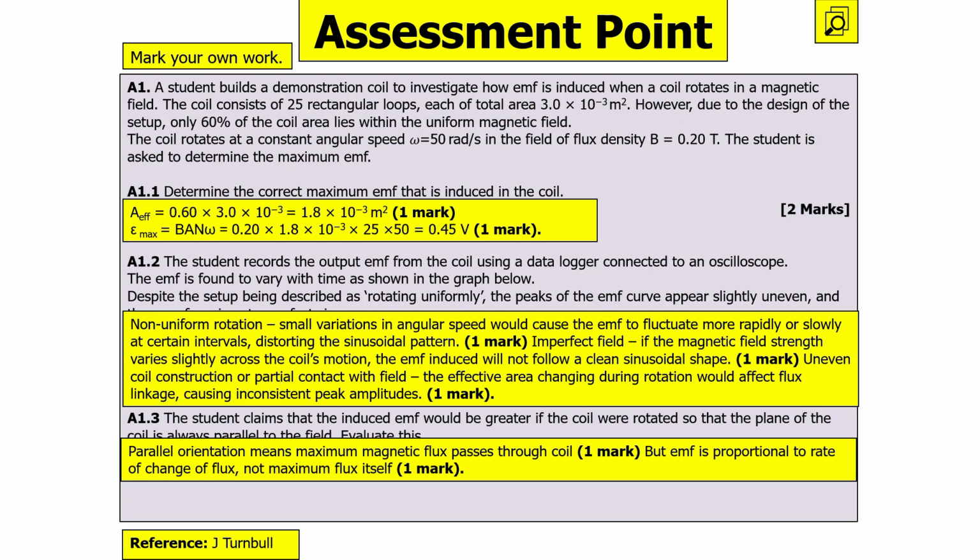Now, parallel orientation means the maximum flux will pass through the coil, but the EMF is proportional to the rate of change of flux, not the maximum flux itself.